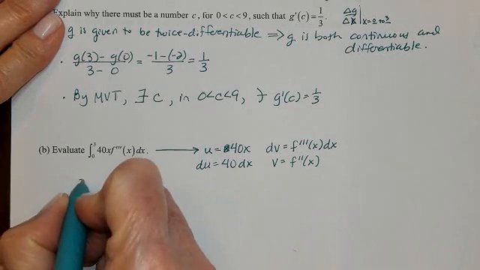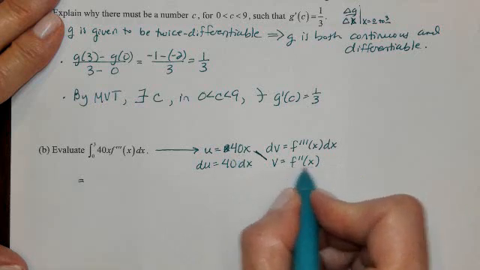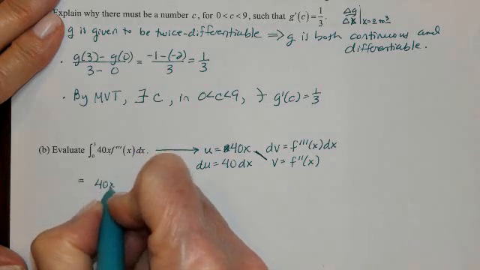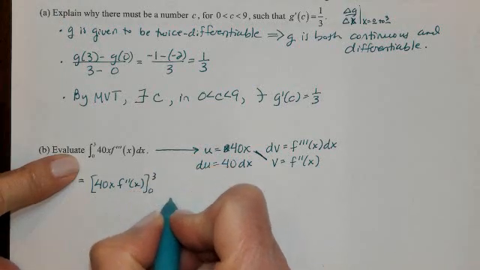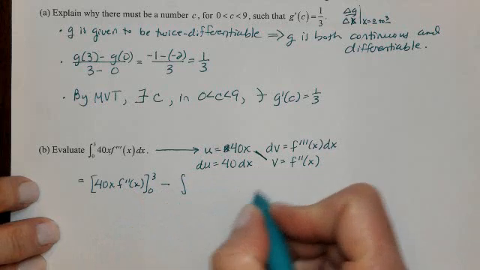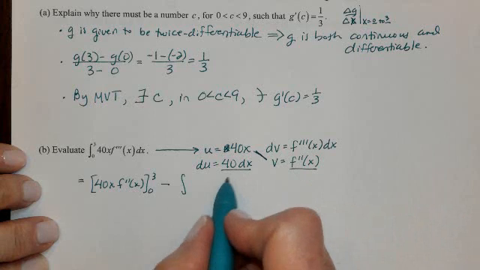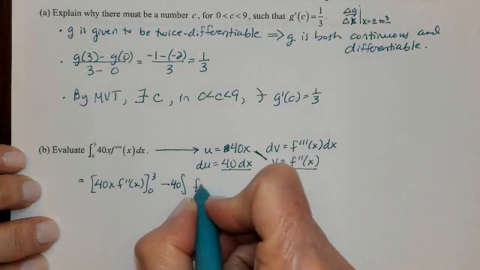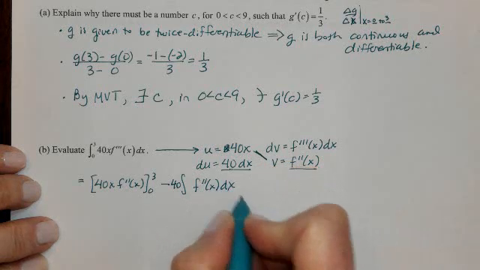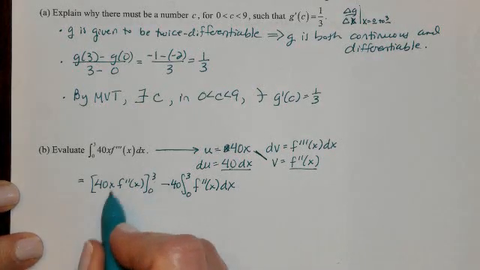So my integral becomes, okay, uv, so u times v, so 40x f double prime of x, and we're going to evaluate that from 0 to 3, minus the integral of v du. Here's where I'm going to take that 40 outside of this integral, and then I'll just have the f double prime of x dx, and we're evaluating that from 0 to 3. Okay? Now, this is easy. We just plug in the 3 and the 0.